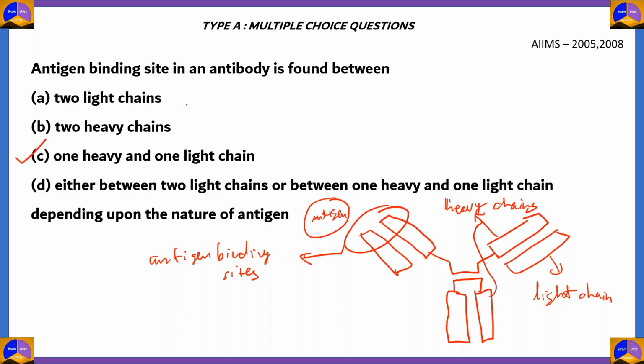If you look at 2 light chains, they're far apart, so there is no space, and they're also covered by heavy chains. Between 2 heavy chains, that is here, but the antigen only affects here and here. So therefore, option B is also incorrect. And since antigens always go between 1 heavy and 1 light chain, we can say that option D is also incorrect. That it is not dependent on the nature of the antigen.